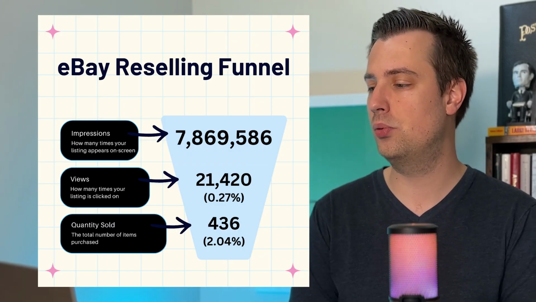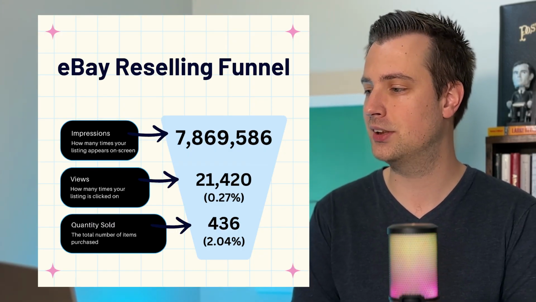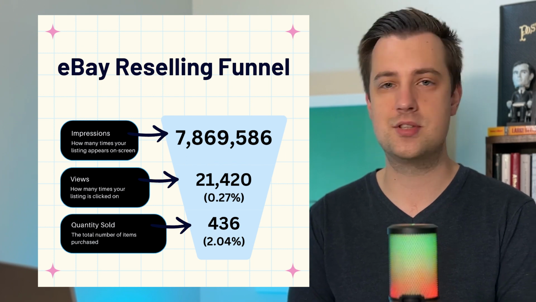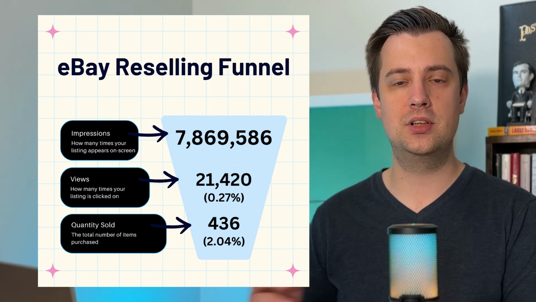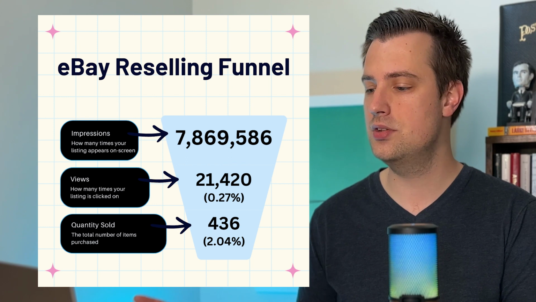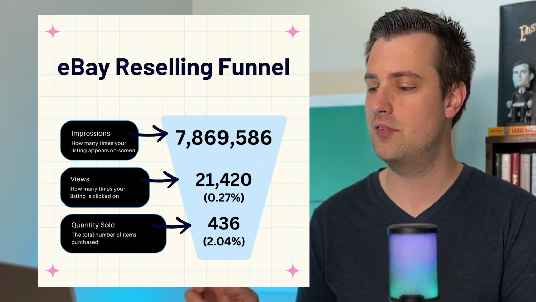what's the problem there? I know that an average of 0.27% of my impressions turn into clicks and views. So if my sales are slow, what I'm going to do is look at the percentage of views, or my click-through rate, and the percentage of items sold.